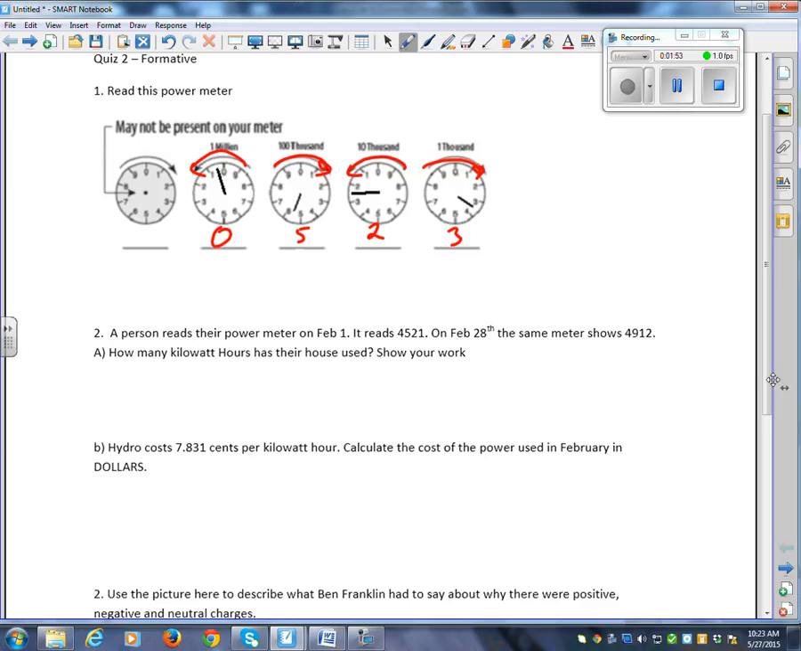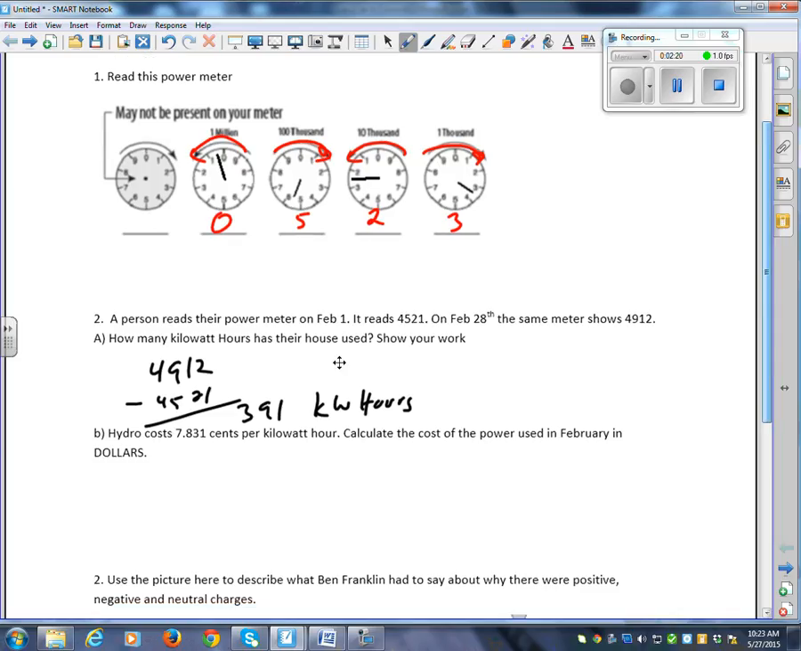So it's going to be the bigger number, the later number, 4912 subtract 4521, and your answer is 391 kilowatt hours. And you should write out the units too. 391 kilowatt hours. It's not hard. Just do it.